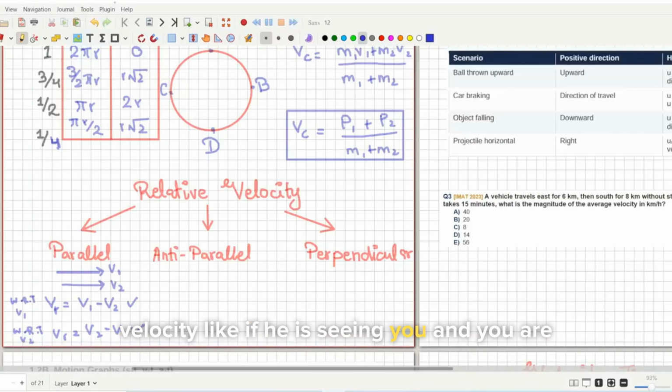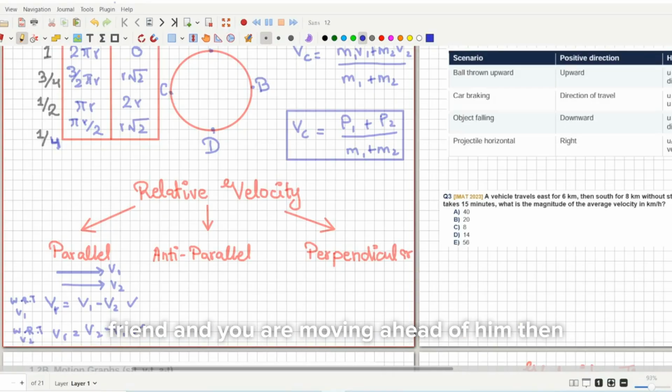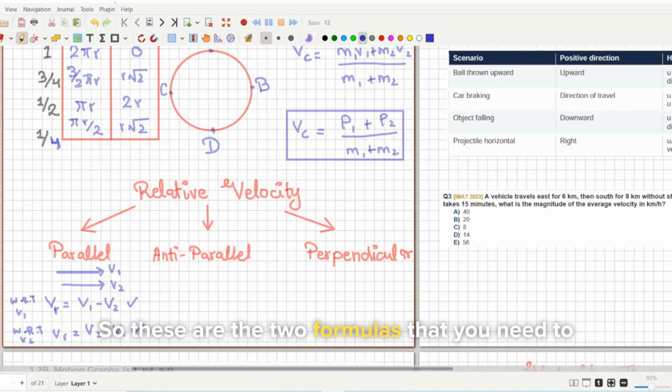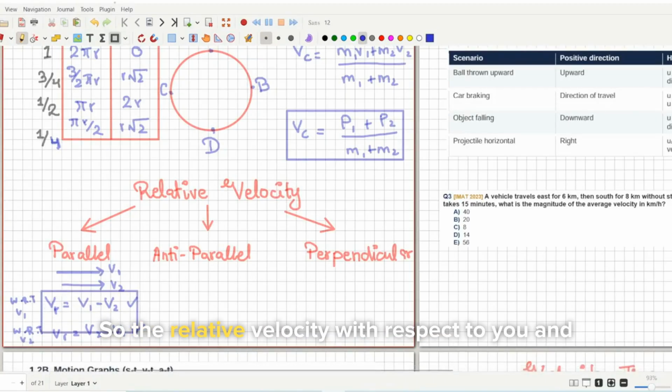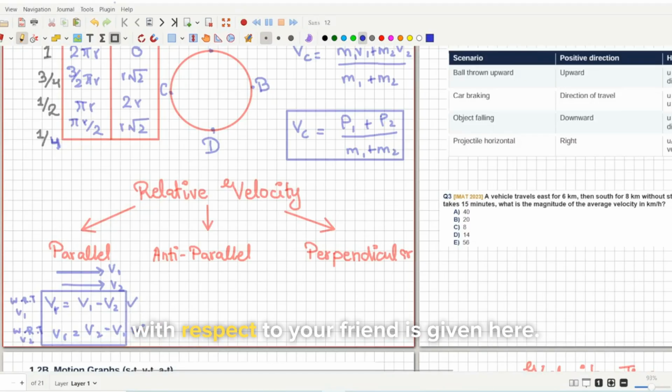Like if he is seeing you and you are going slow, then the relative velocity would be different, and if you are moving faster than your friend and you are moving ahead of him, then the relative velocity according to you would be different. So these are the two formulas that you need to memorize for this part. So the relative velocity with respect to you and with respect to your friend is given here.